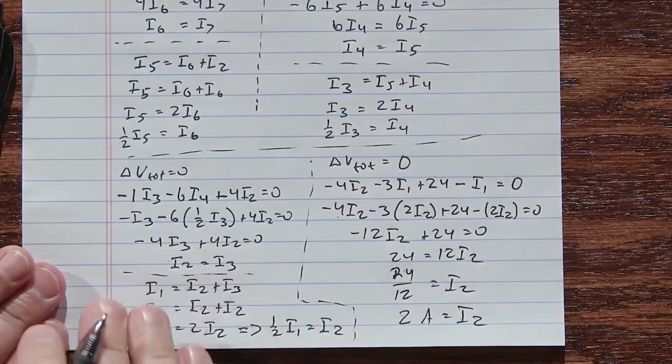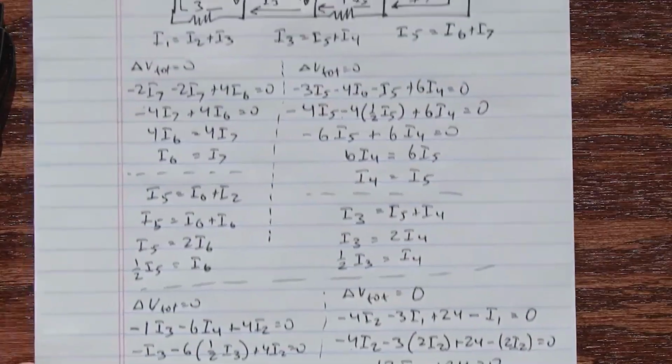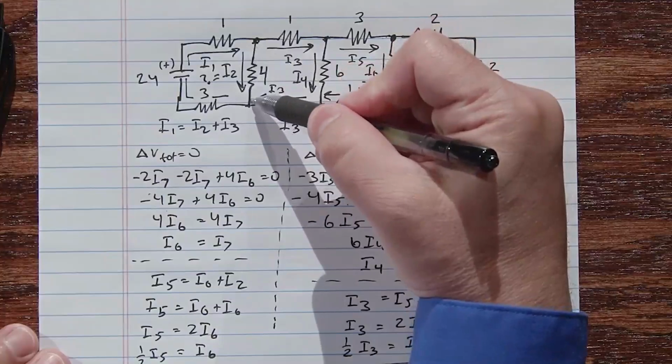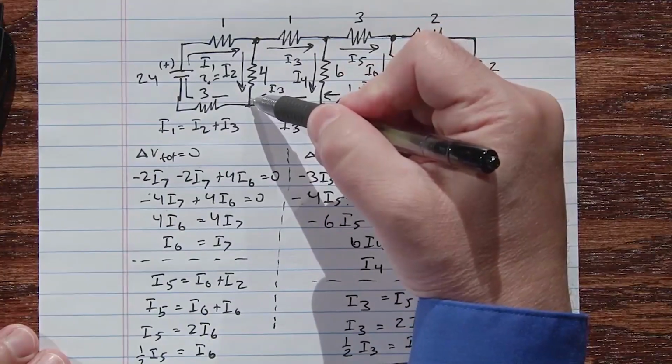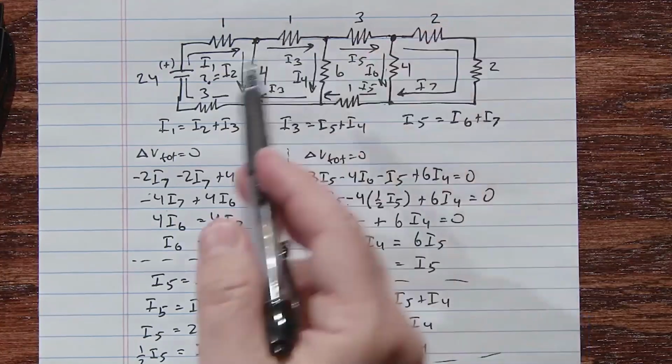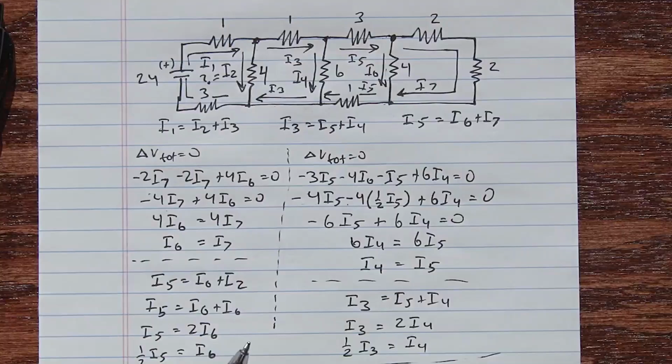And that is what we were looking for. I2 is 2 amperes. So the current going down through this resistor right here is 2 amperes. That's what we were asked for. But if we wanted to, we could go back and figure out all the rest of the currents as well.